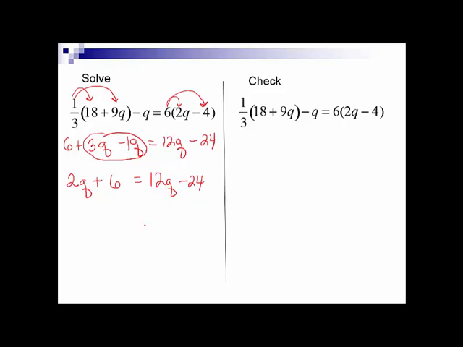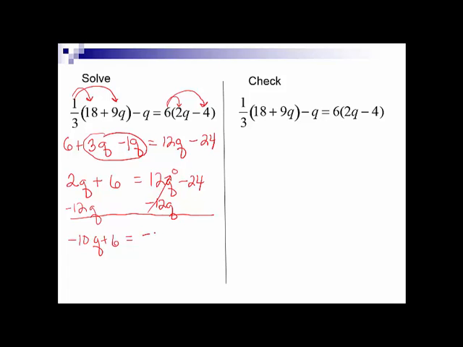I now need to move this 12q to the left. I'm trying to get all of my variables from the right to move over to the left. How do I zero out 12q? Oh, I subtract 12q on the right. So if I'm going to subtract 12q on the right, I subtract 12q on the left. The whole purpose is to zero this out. 12q minus 12q zeroes out. Here, 2q minus 12q is negative 10q, still plus 6, equals.